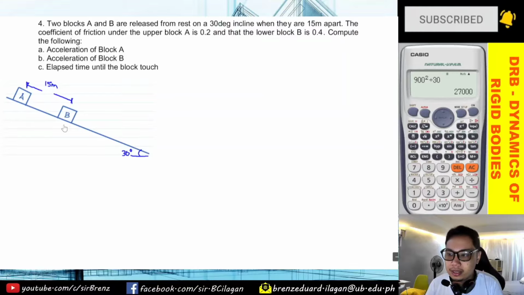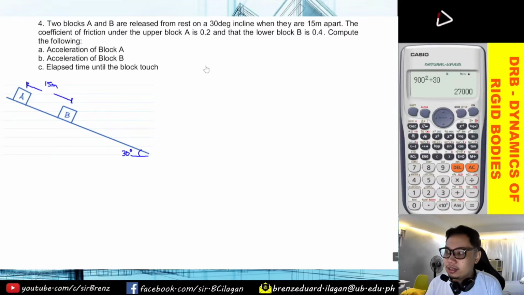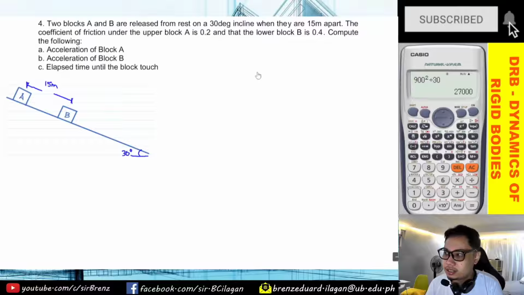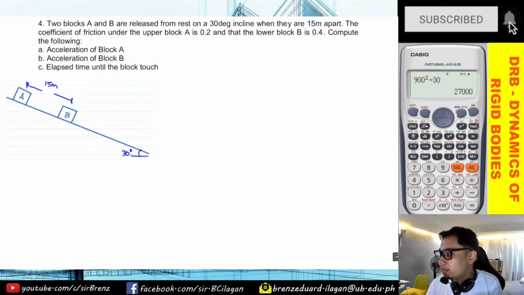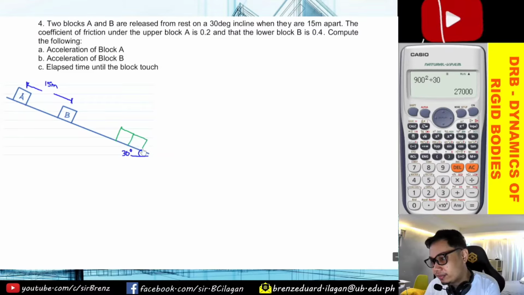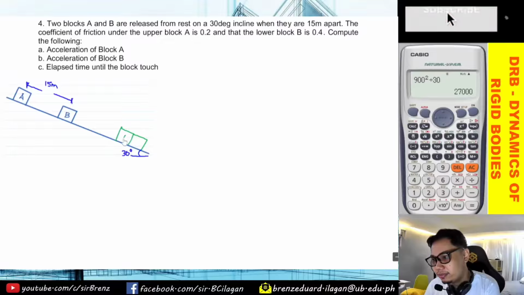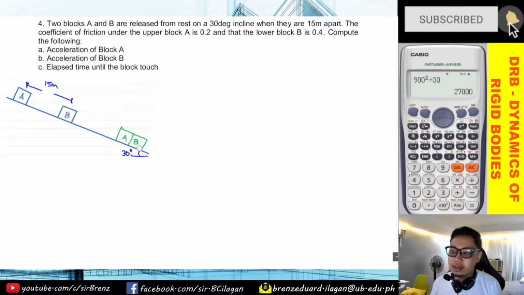So, block B has a tendency to move, but slowly, because its coefficient of friction is 0.4, meaning its surface is rougher compared to block A. So the tendency is that block A will catch up even though it is 15 meters apart from block B. What will happen is that the two will meet and touch, so at a certain time t, the two blocks will be together. Okay?